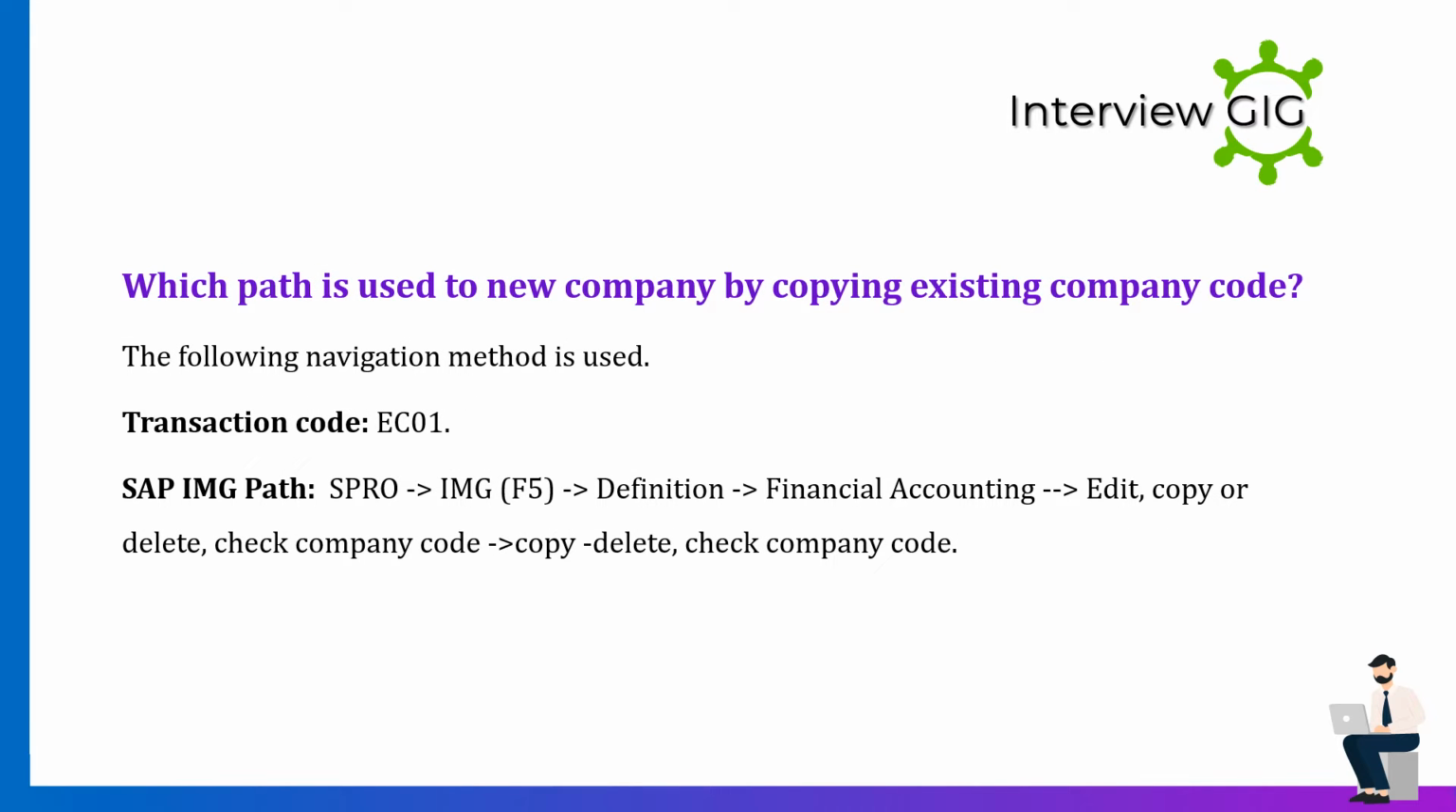Which path is used to create a new company code by copying an existing company code? The following navigation method is used. Transaction code: EC01. SAP IMG path: SPRO > IMG > Definition > Financial Accounting > Edit, Copy, Delete, Check Company Code > Copy, Delete, Check Company Code.